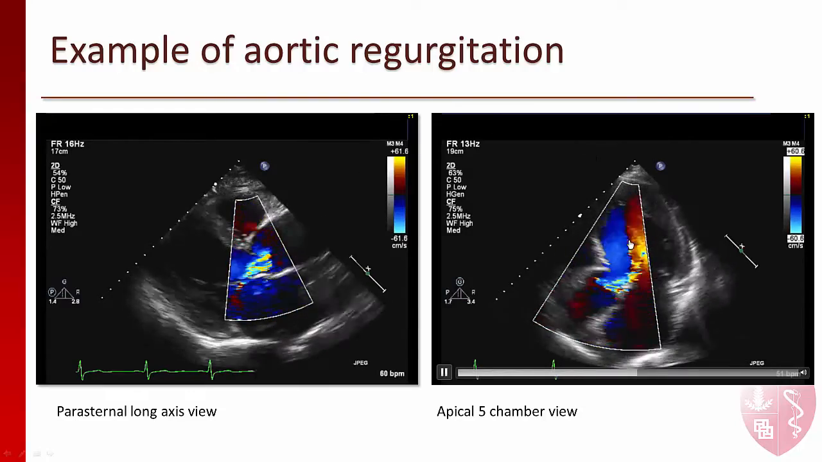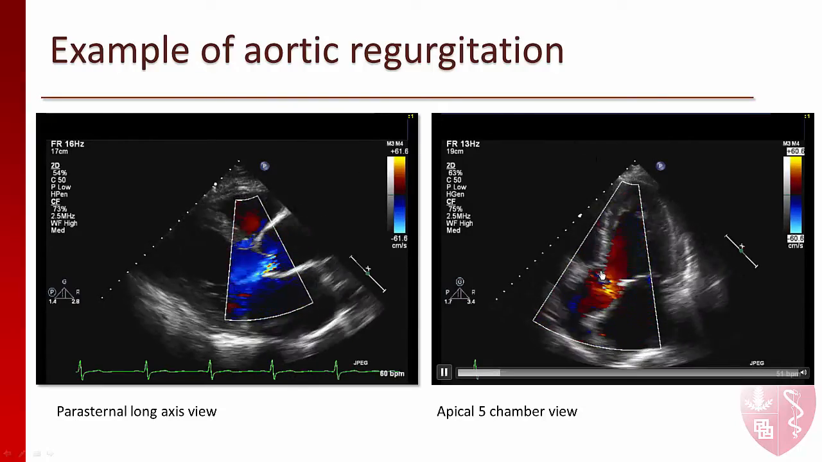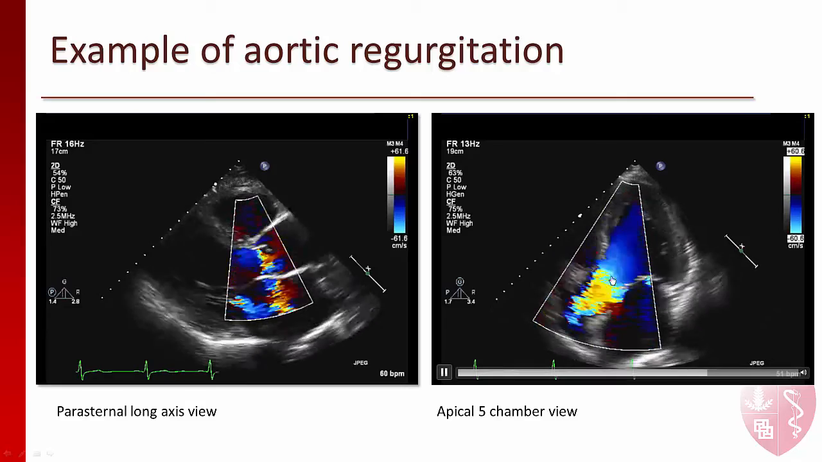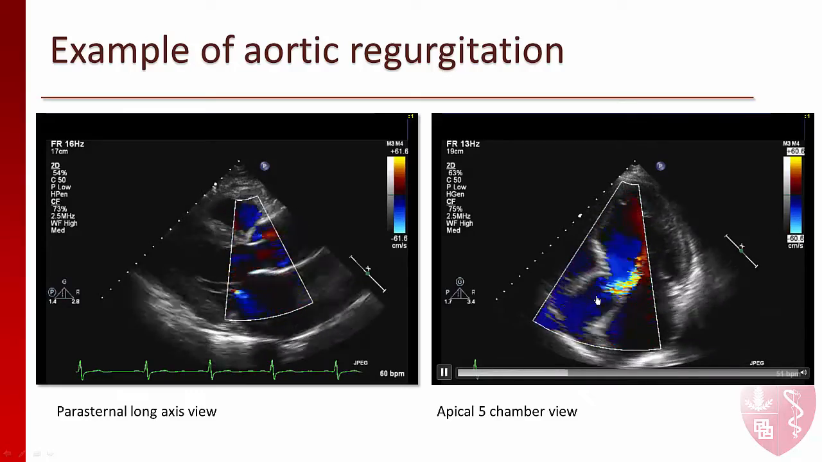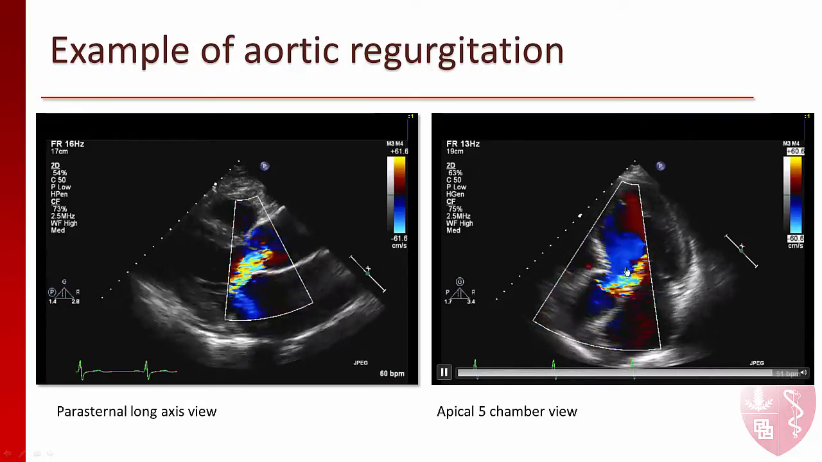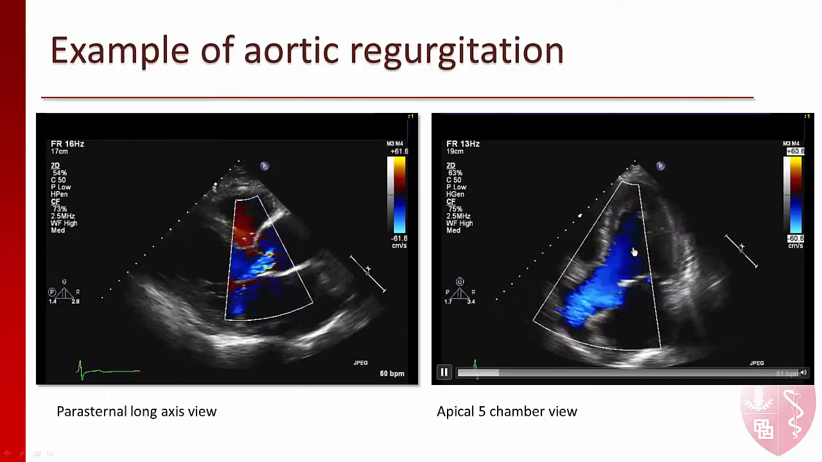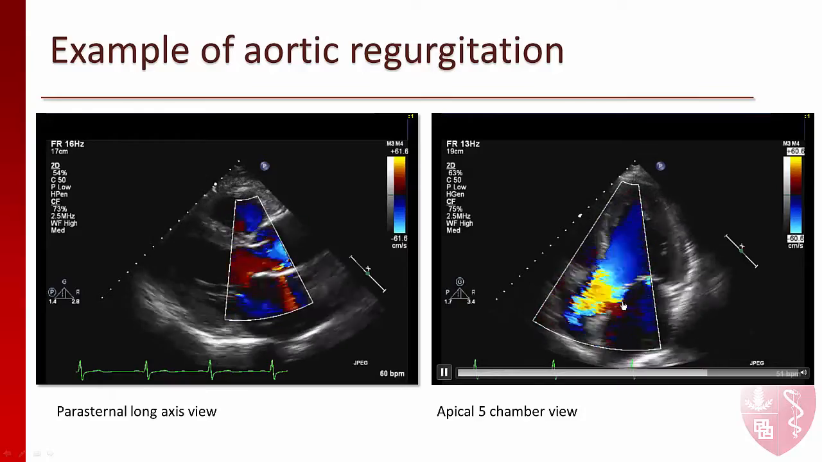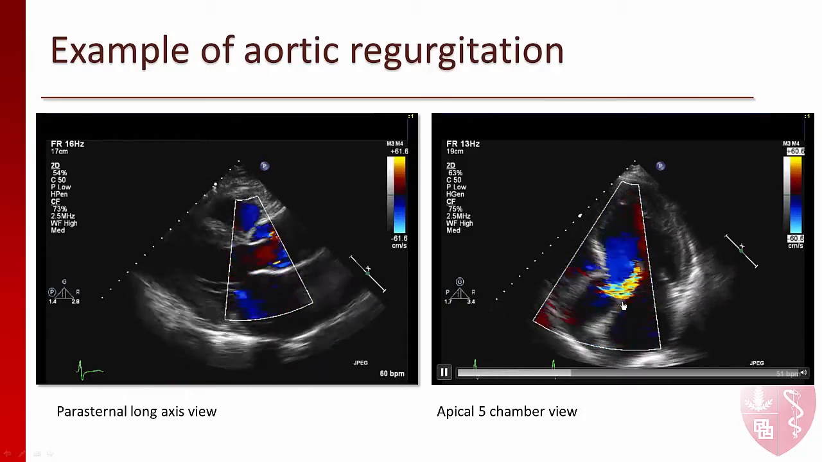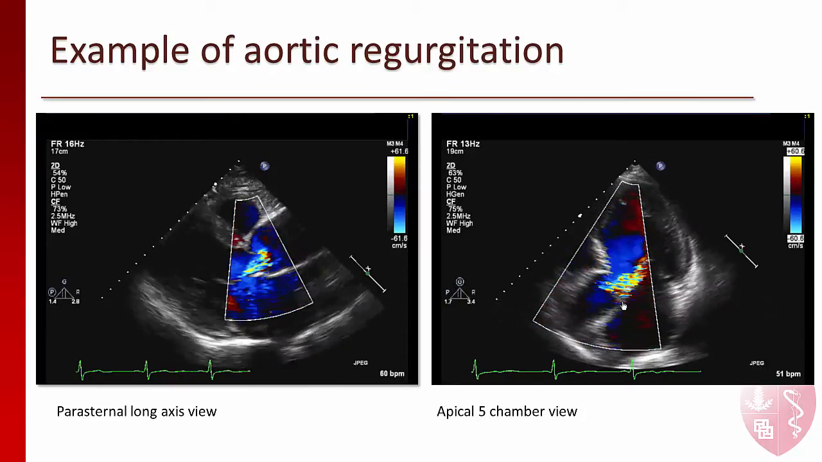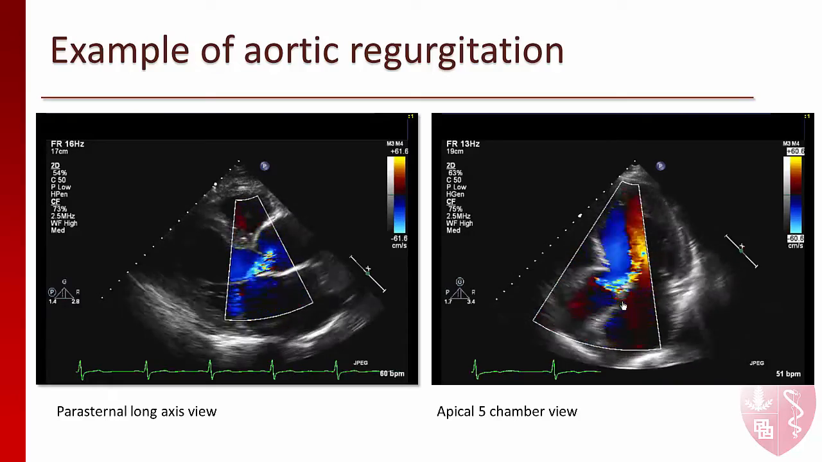Now if you look in the apical 5-chamber view, here is the aorta with the aortic valve, and you can see that during diastole you have a flow which is going from the aorta into the left ventricle. So using color Doppler, you will be able to make the positive diagnosis of aortic regurgitation.